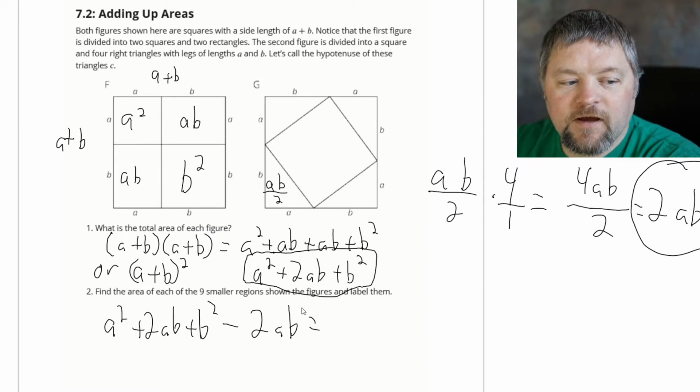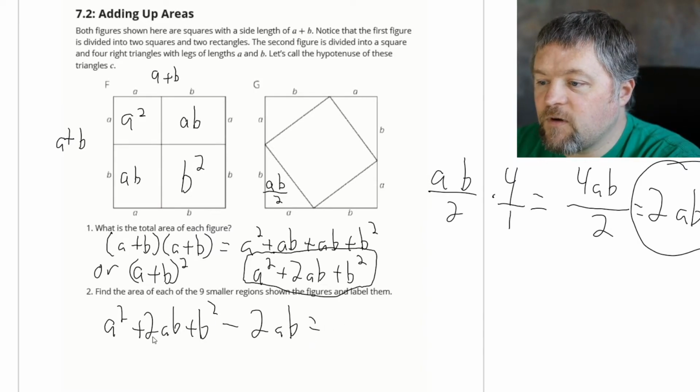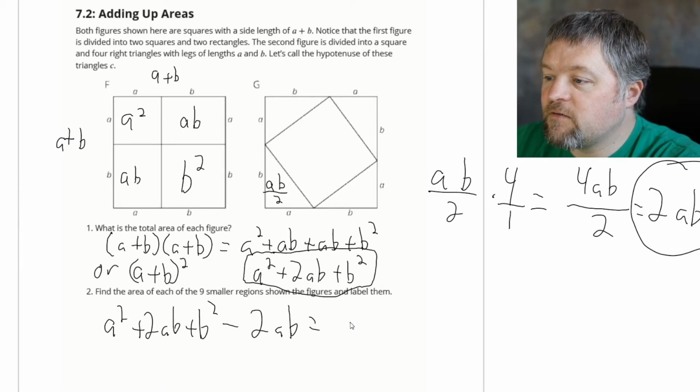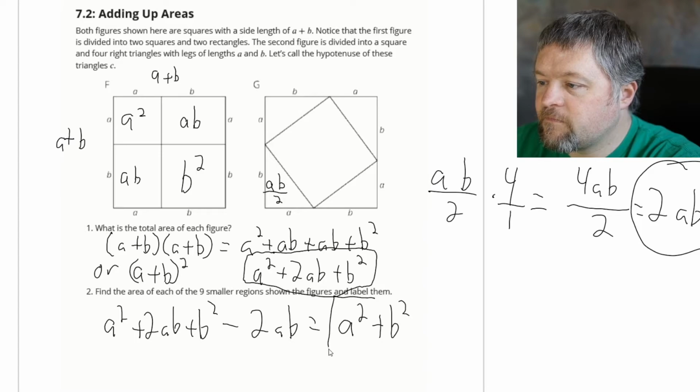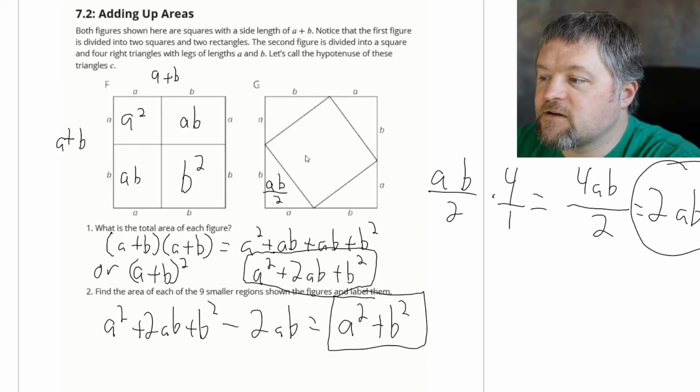Now let's simplify that. This works out pretty nicely here, subtracting 2ab, and this plus 2ab cancels right out. So a squared plus b squared. So the area of this inner square is a squared plus b squared.